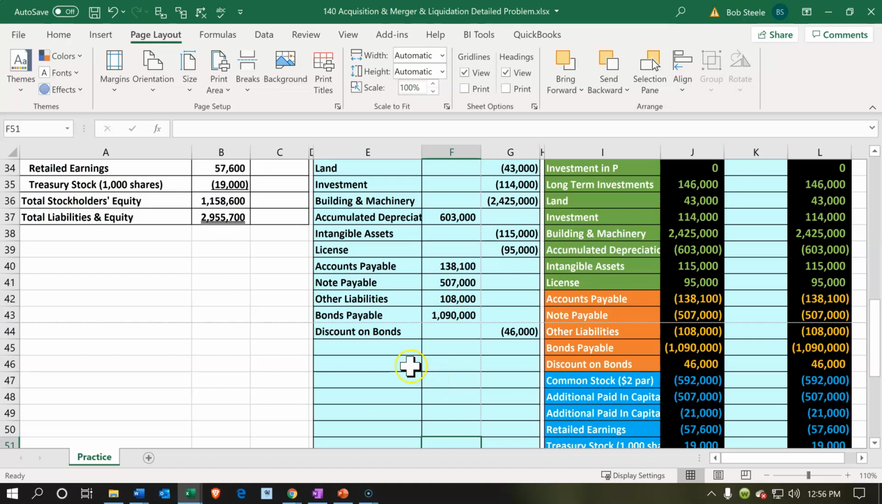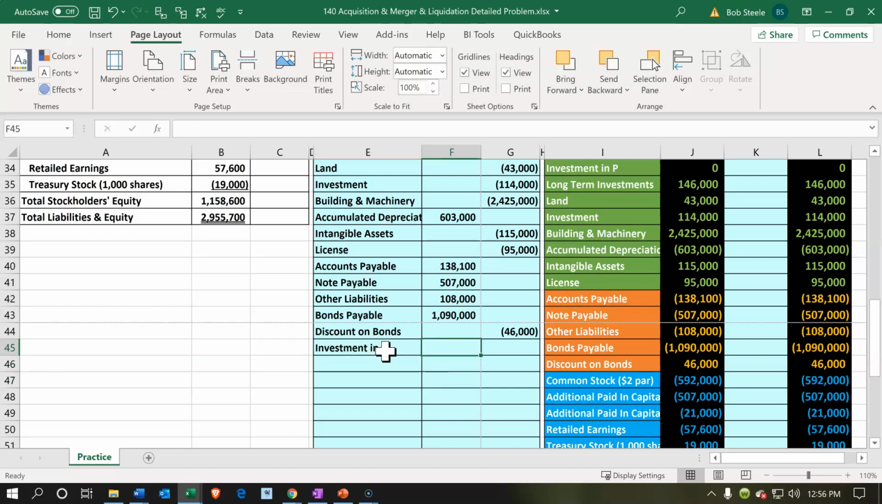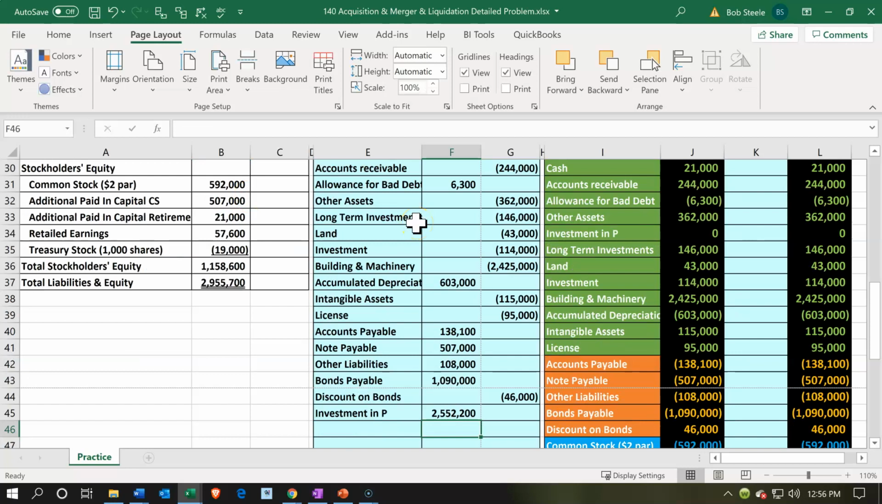So, okay, then we're going to say, well, what did we get? Well, we got an investment in P. Investment in P is what we received. And what's going to be the value of that investment? We're going to say this is going to be equal to, and we're going to use the same market value. We bought 182,300 shares times the market price, or $14, right? So we're going to say 14. There it is at the 200. And that's what's received over here.